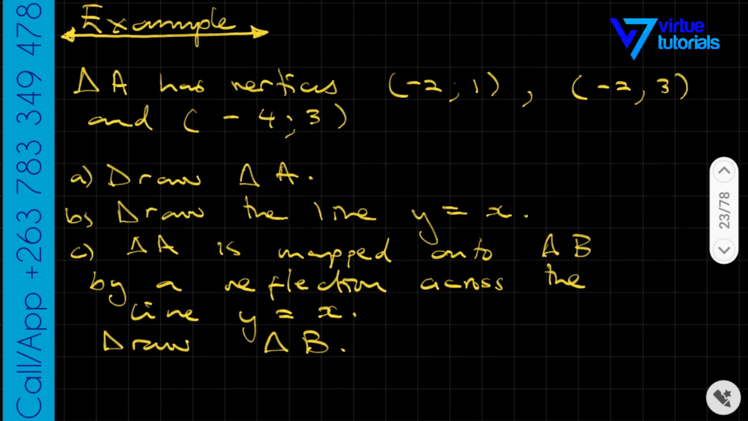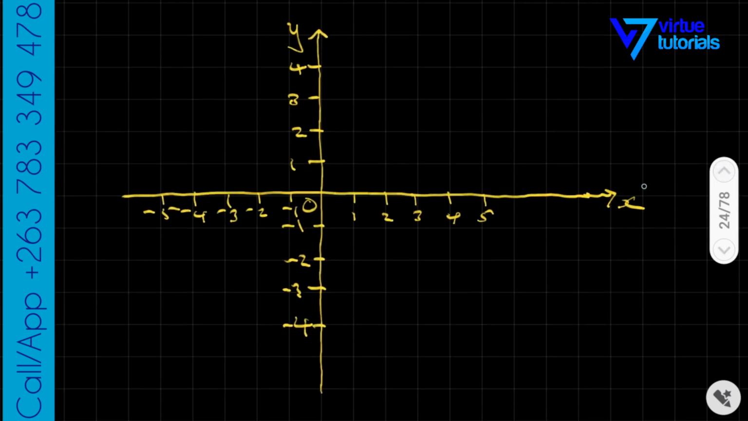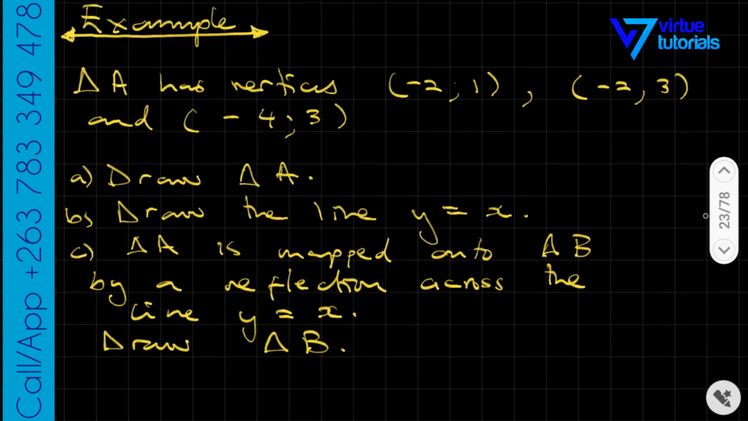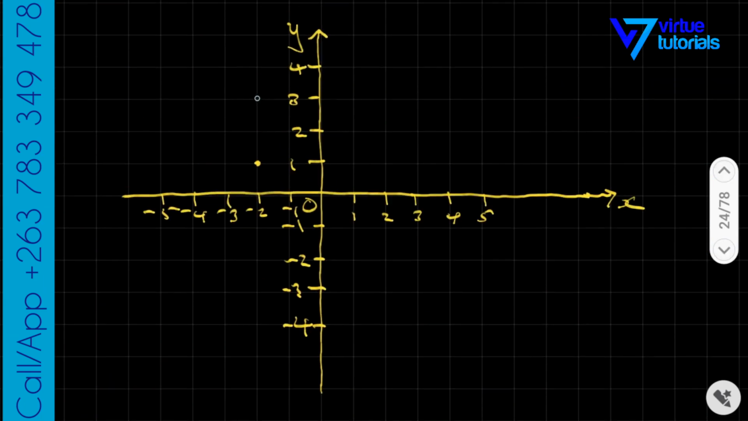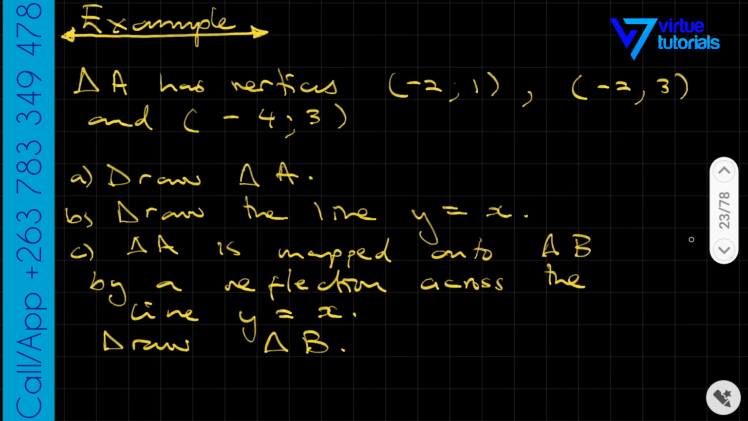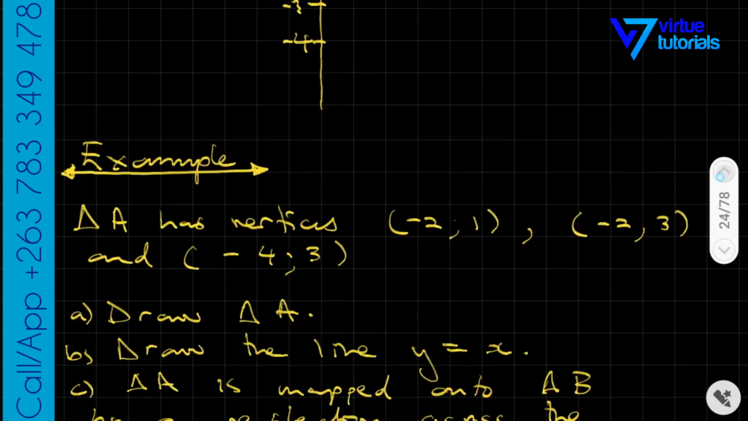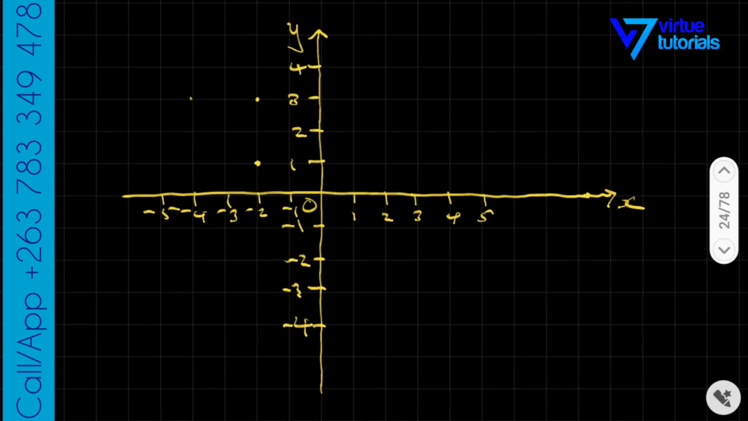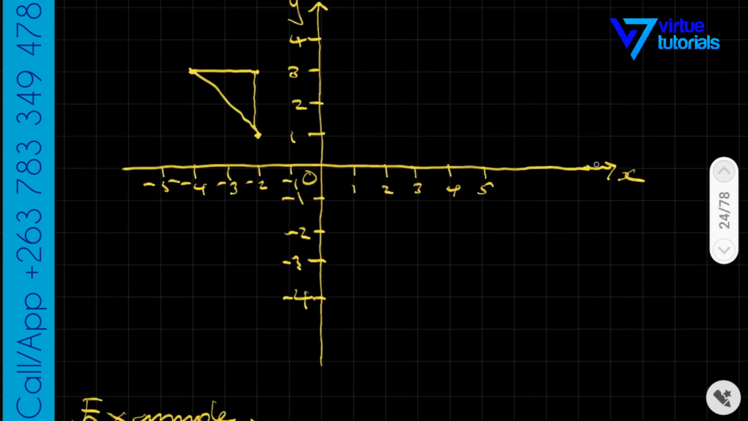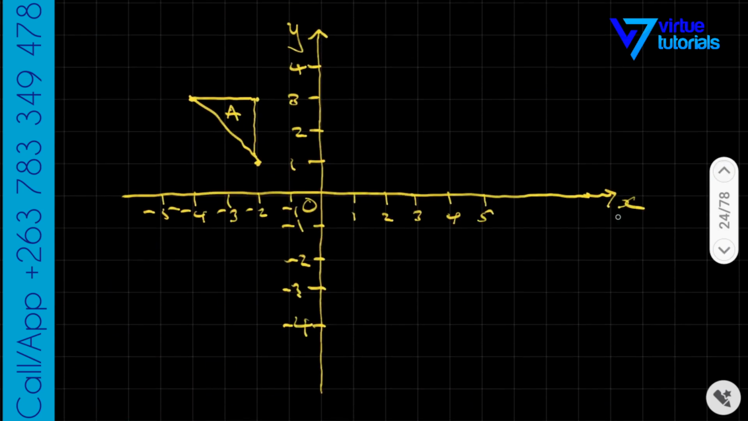Triangle A has vertices at minus 2, 1, minus 2, 3, and minus 4, 3. Draw triangle A. So let's draw triangle A. Minus 2, 1 is our first corner. Minus 2, 3, and then minus 4, 3. So there we are. There's our triangle there. And what's the name of our triangle? It is triangle A. We've drawn our triangle A.